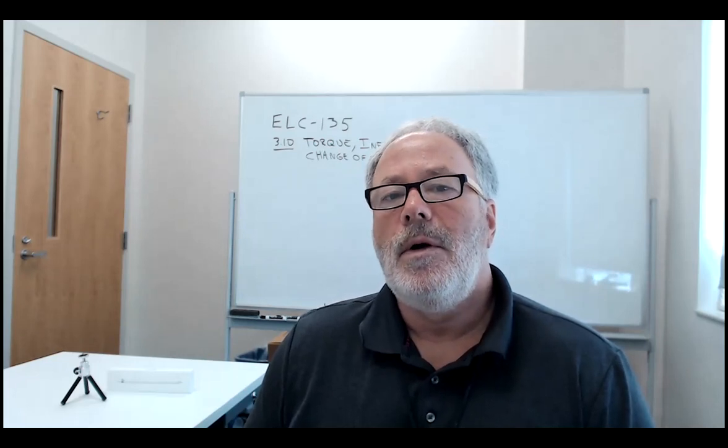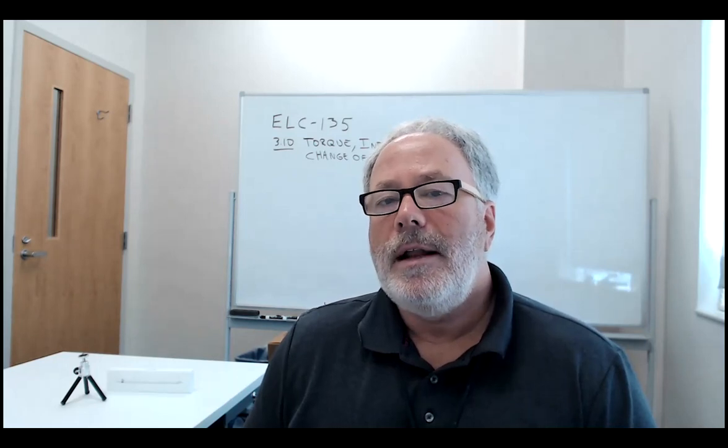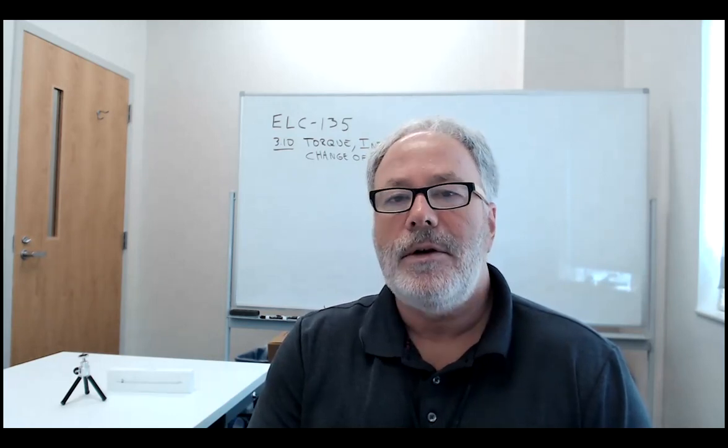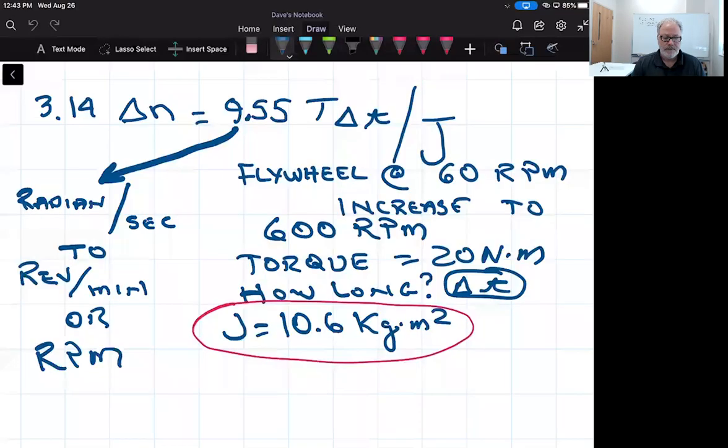Now, we're going to work through some problems specific to that idea, and we're going to quantify this. I think you'll find it interesting and eye-opening, and you may not have thought about electrical motors working this way before. So here's our basic equation that allows us to quantify this idea. Again, the only way to change the speed of a revolving body, whether a motor or a generator, is to subject it to a torque for a given period of time.